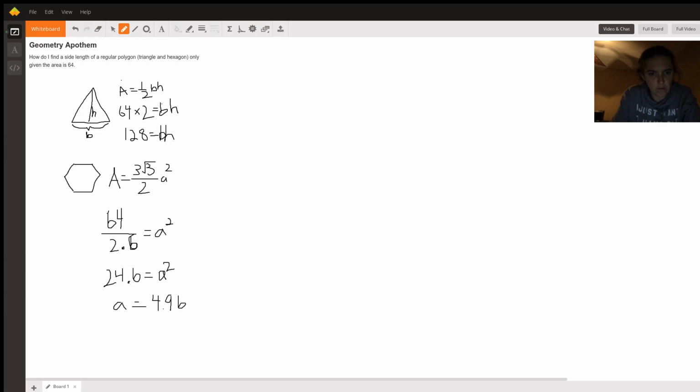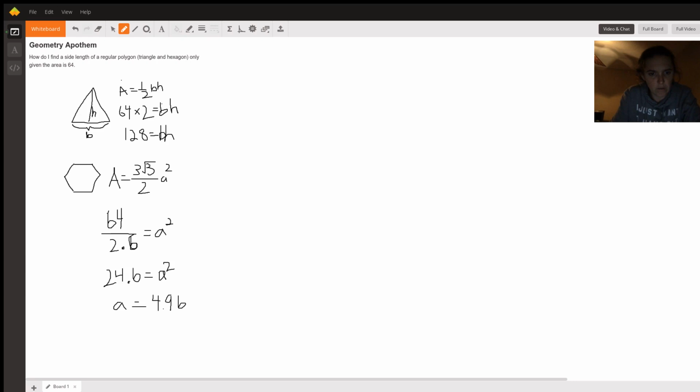So for the triangle, the area is 1/2 base times the height. So I plug in 64 as the area and then divide by 1/2 to get 1/2 on the other side, which means I flip the fraction and multiply 64 by 2. And I get 128 equals base times height.